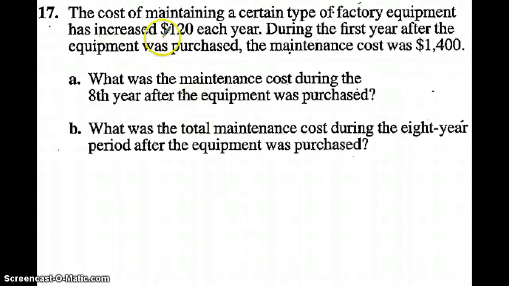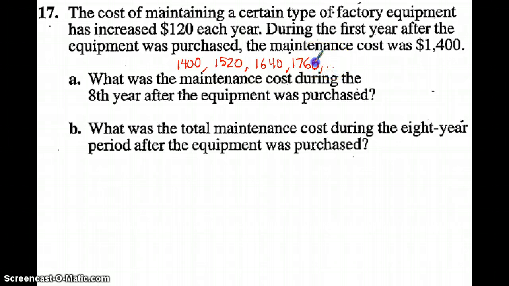Well, this would be one of those things where it's an arithmetic sequence, right? Let's write the first 2 terms out. It was $1,400 the first year. Then after that, it was $120 more. It's increased by $120 each year. It's been a constant increase of add 120. So it's plus 120, plus 120, plus 120. And that's the kind of thing we've been dealing with. Right? So there you go.